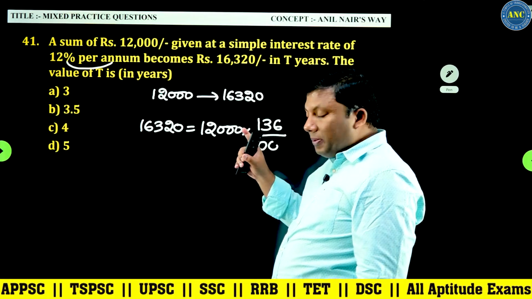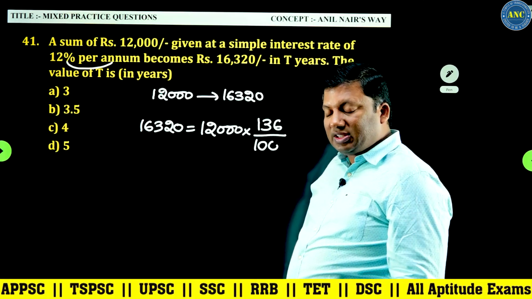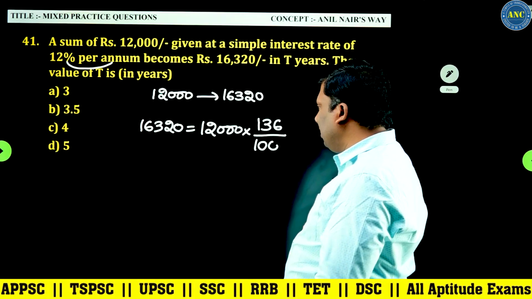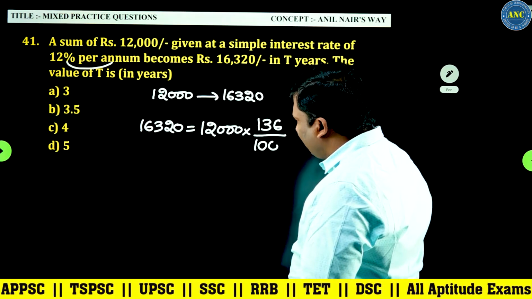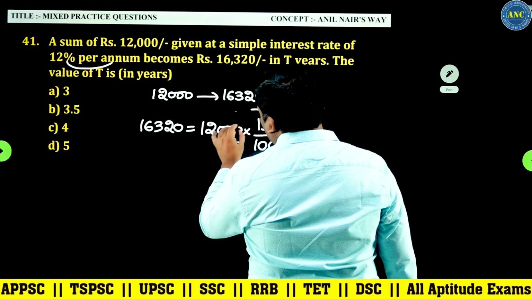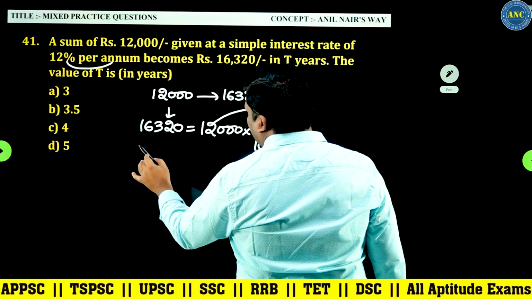136. 12% per year, for 3 years it is 36%. 36 is the interest, so the total will be 136. Now if you see here, listen carefully. 6 2s are 12. Yes, it is rightmost non-zero digit matching.